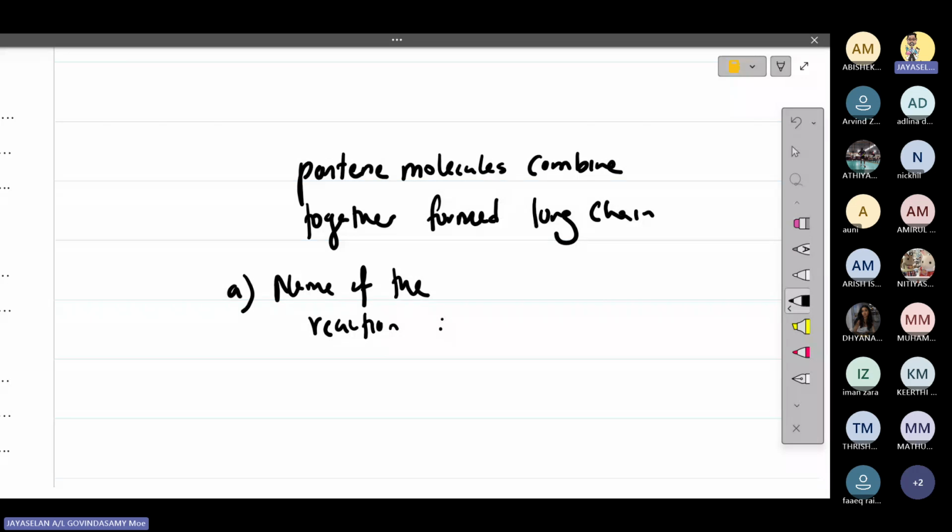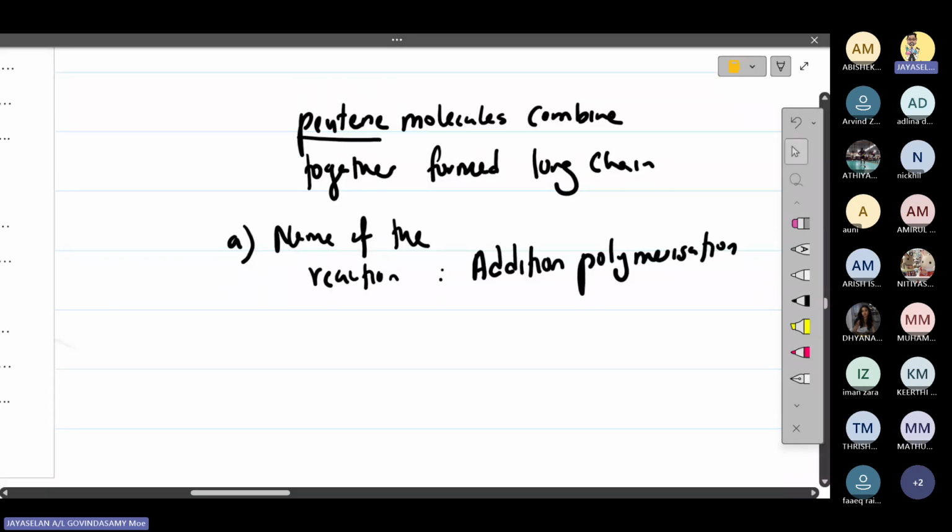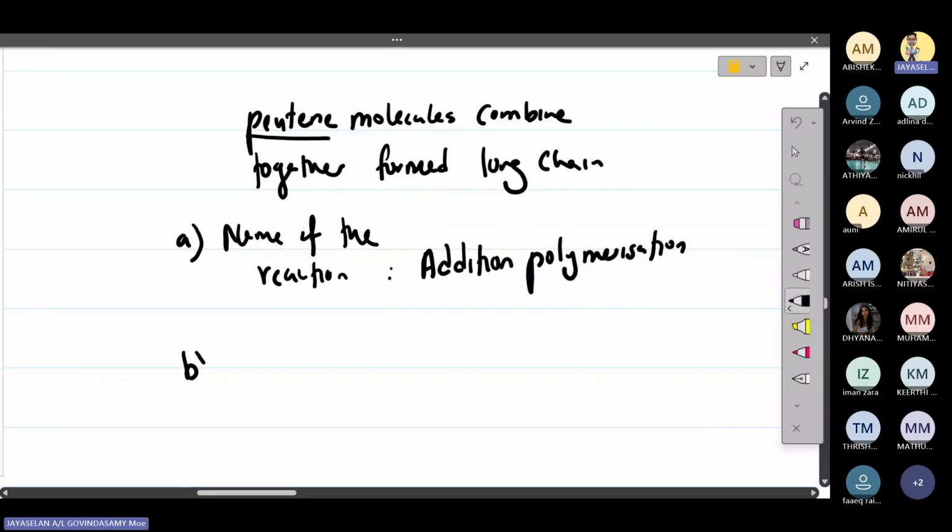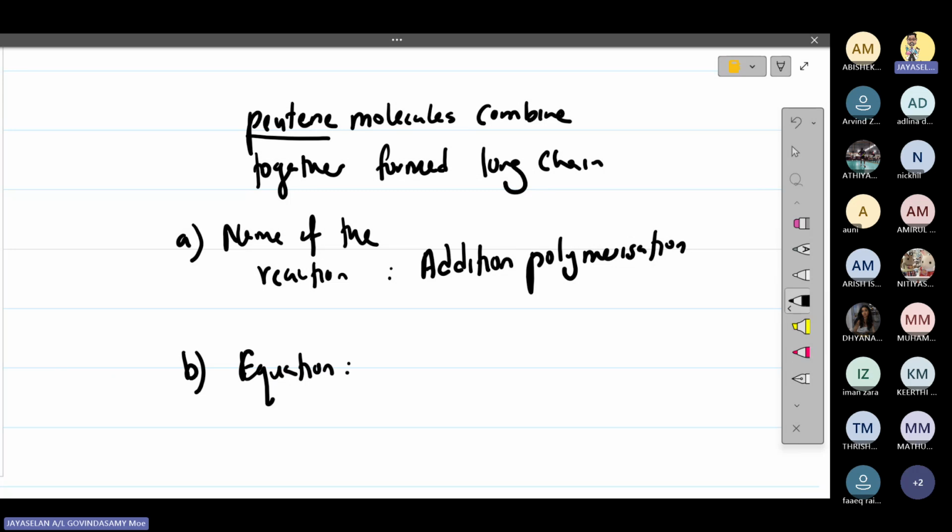When you see pentene molecules, that means one pentene, another pentene, another pentene. We don't know how many molecules. They combine in repeating sequences to form a long chain. This is called what reaction? Your answer should be addition polymerization. You get 1 mark. Any question? Okay, I give you 1 minute to do the equation. Try to do the equation. One minute from now. Whoever is done can raise your hand.